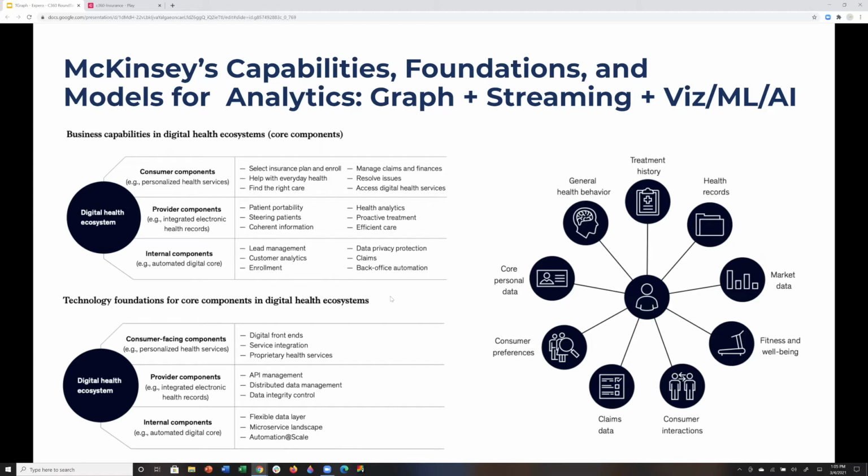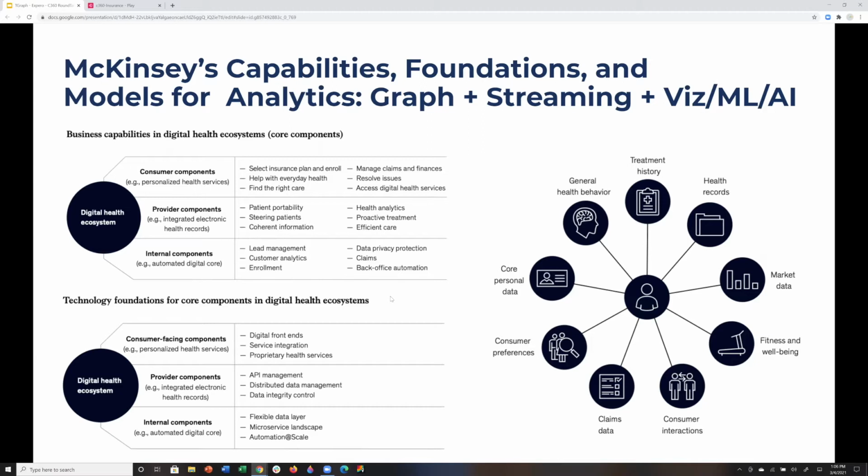That means consumer-facing components, provider components, and internal components. And so you think about how we need to stitch together all the APIs, all the digital front ends, all the surface integration, and then how to have a flexible and secure data layer with the microservice landscape, and then automation at scale.